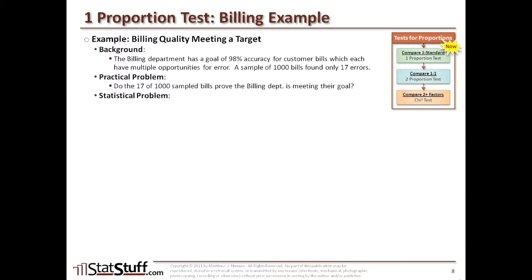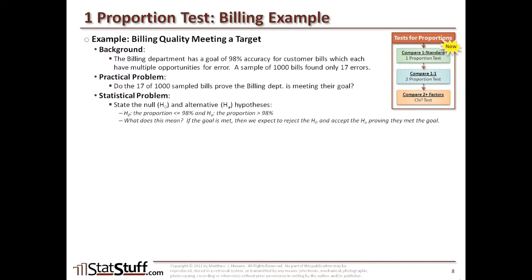Well, it looks like they are based off of just the raw percentage, but is it really from a statistical perspective? So first we're going to state the null and alternative hypotheses, where the null hypothesis is the proportion is less than or equal to 98%. The alternative is the proportion is greater than 98%.